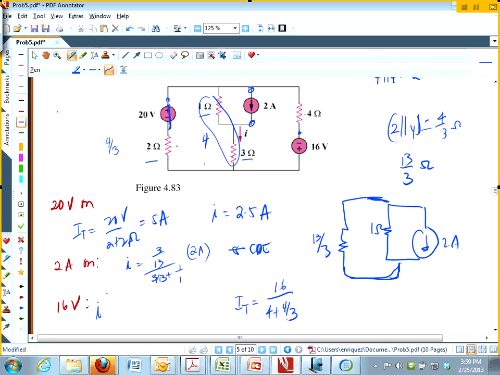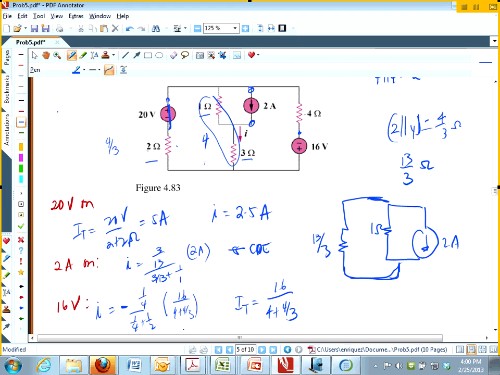And once you find that I total, in order to find the I coming from the 16 volts, I have to use the current divider equation, right? And I have to say it's a minus, because it's opposite the I total. We're interested in the current in the 4, so it's going to be minus 1/4 divided by 1/4 plus 1/2, multiplied by the total current of 16 over 4 plus 4/3. Then add the 3 I's that I got will be my final I.